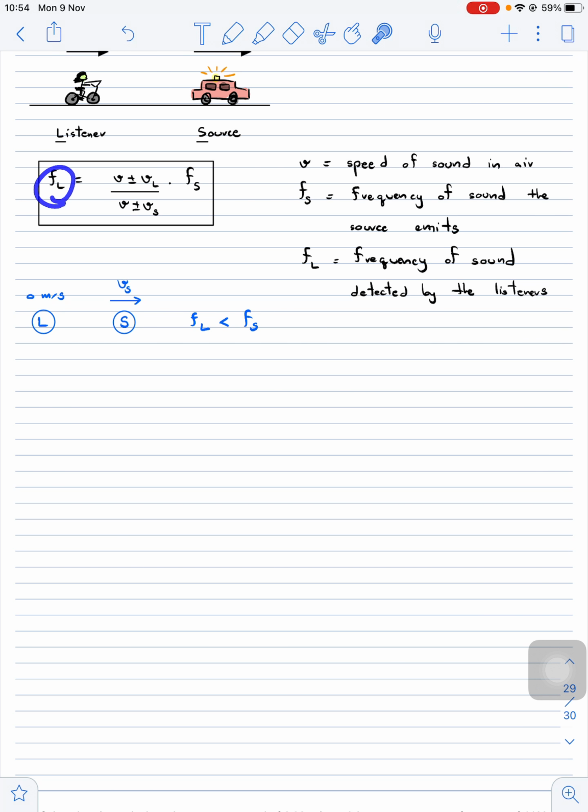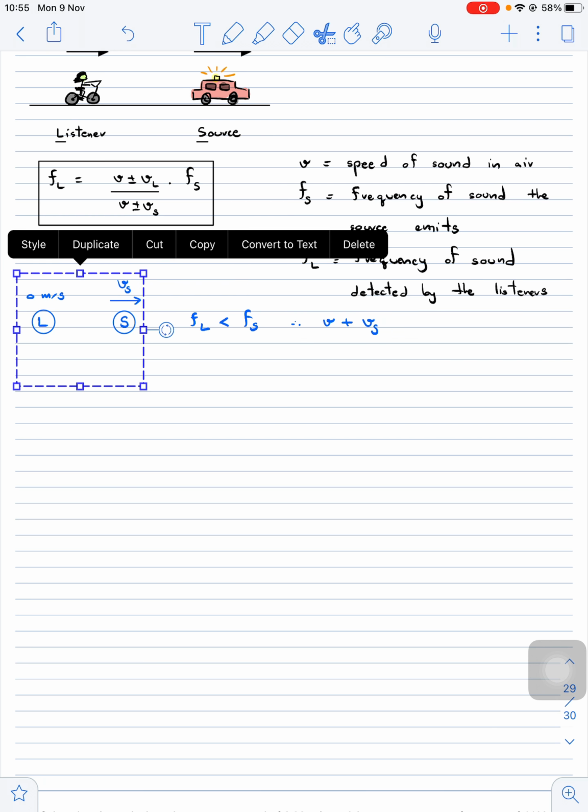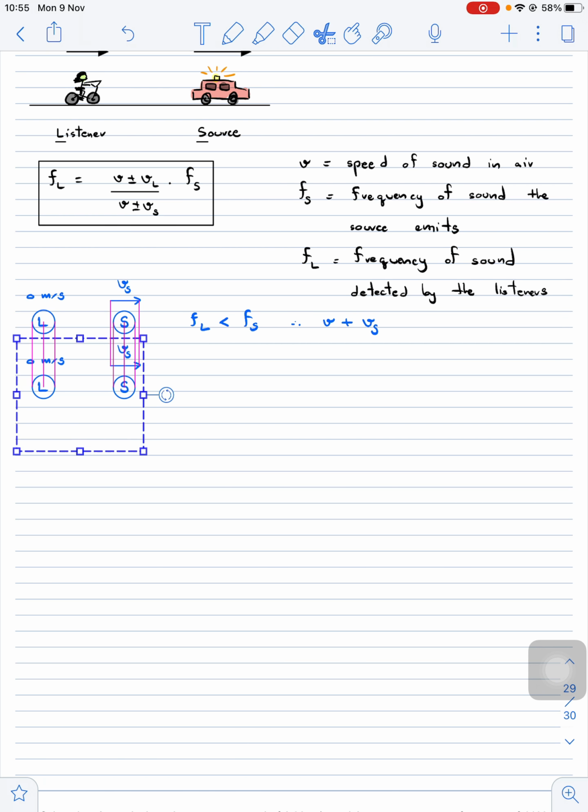If we need the FL to be less than the Fs, it means that we need to pick the plus sign here. Why? Because if we pick the plus sign, we're going to have the V plus the Vs, so this denominator should be larger. Then when we divide it, the FL should be smaller, and that's it. Then we're going to pick the plus sign. We're going to pick the V and then plus the Vs, the Vs just for the source here. Good. Okay, so let's look at another case.